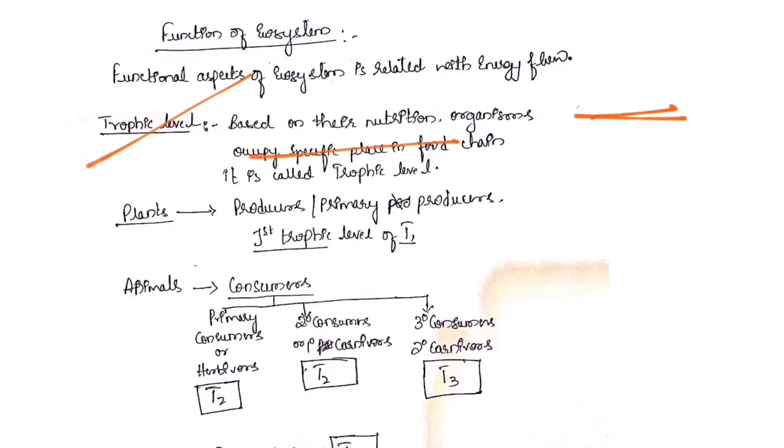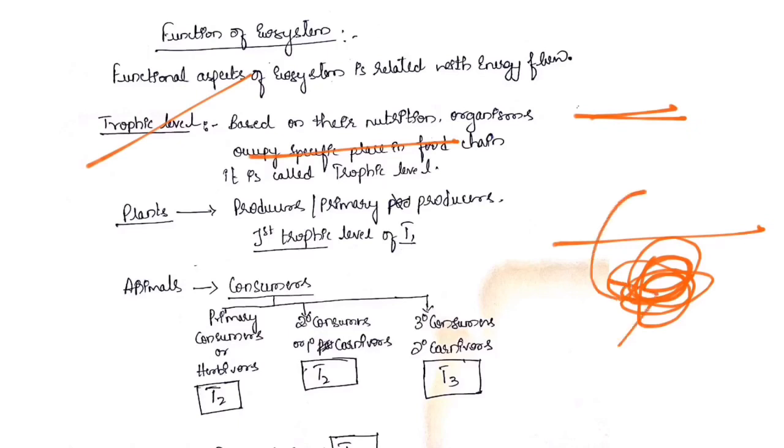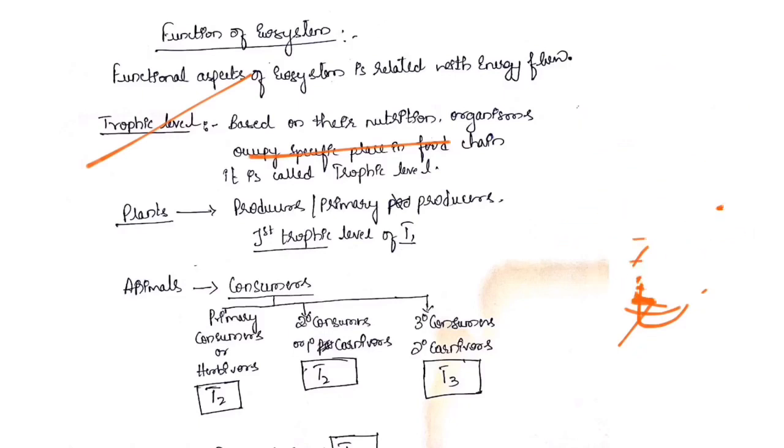Based on nutrition, the producers prepare their own food material, so they are placed in one trophic level. Organisms which feed on plants depend on plants, so they are placed in a different trophic level. Next, secondary consumers are placed in a different trophic level. Tertiary consumers are placed in a different trophic level. Decomposers are placed in different trophic levels. This is known as trophic levels. Based on their nutrition, organisms occupy a specific place in the food chain. That is called a trophic level.